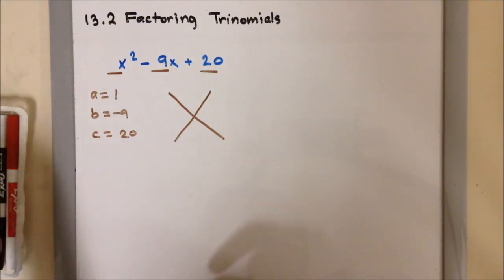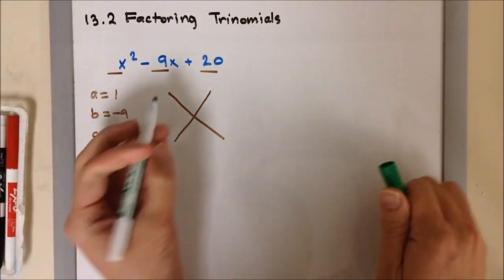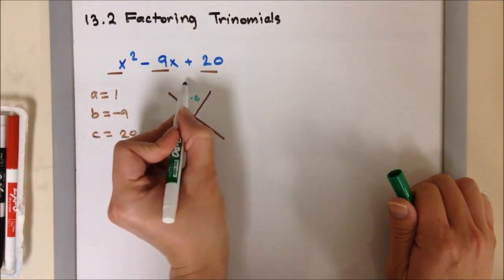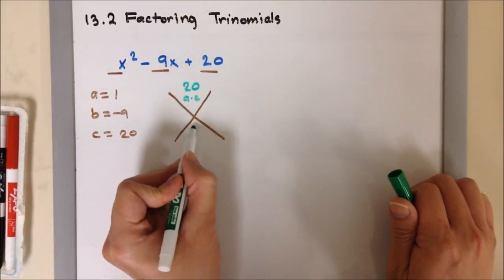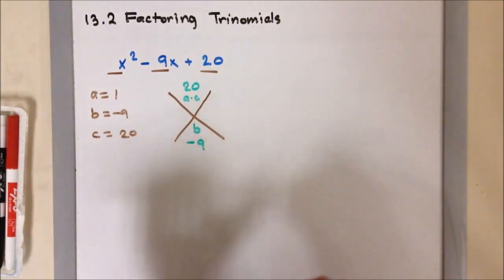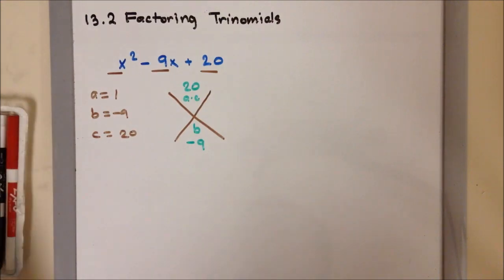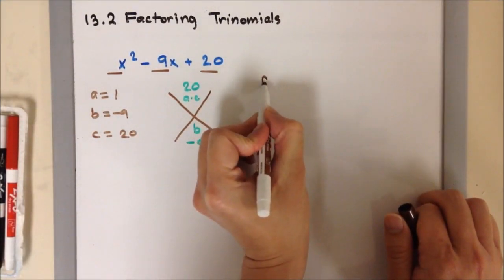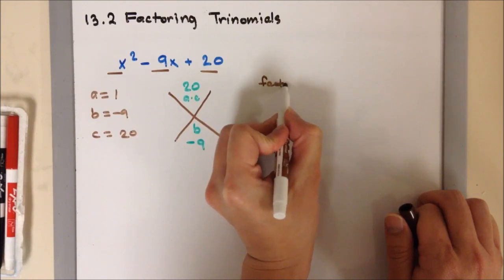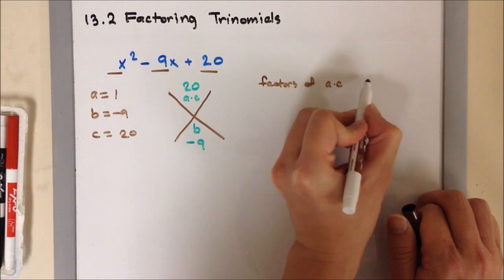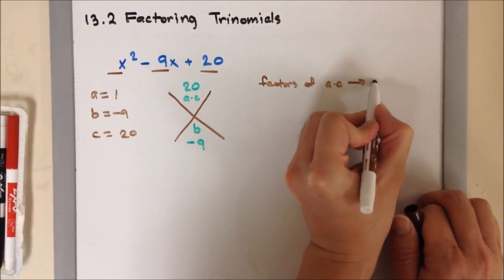So in the top is where A times C. So 1 times 20 is just 20. And then the bottom is just B, which is negative 9. So on the side, we just look at factors of A times C, which is 20, and then the sum and difference.